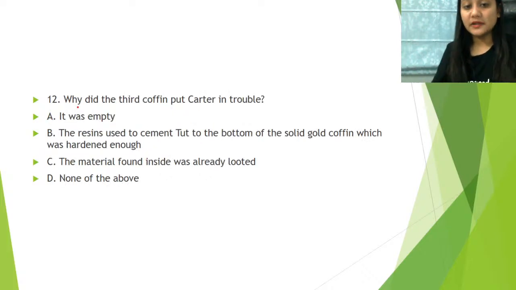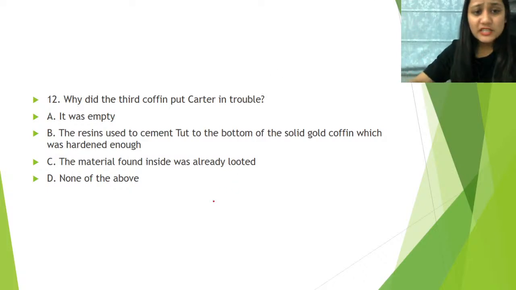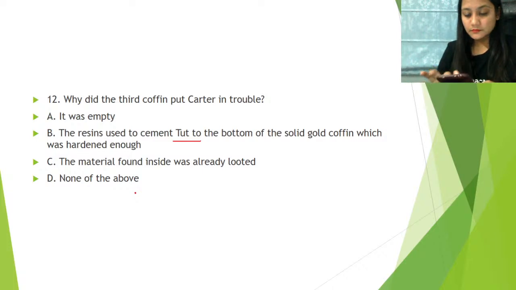Why did the third coffin put Carter in trouble? What was the problem with the third coffin? It was empty. The resins used to cement Tut to the bottom of the solid gold coffin, which was hardened enough. The material found inside was already looted. Or none of the above. Ayush, you're also right. Oh, yes. Perfect, guys.